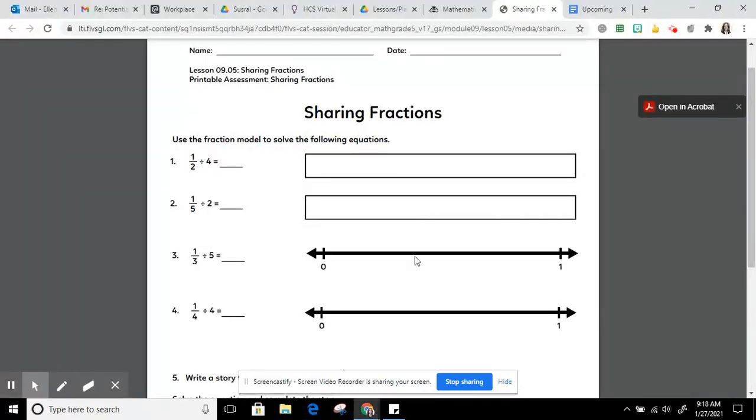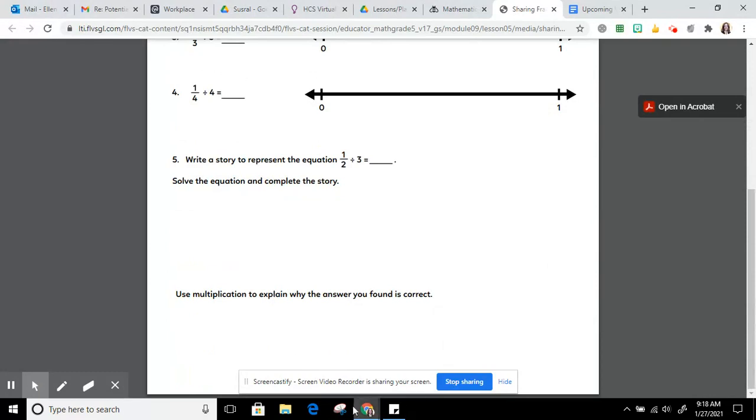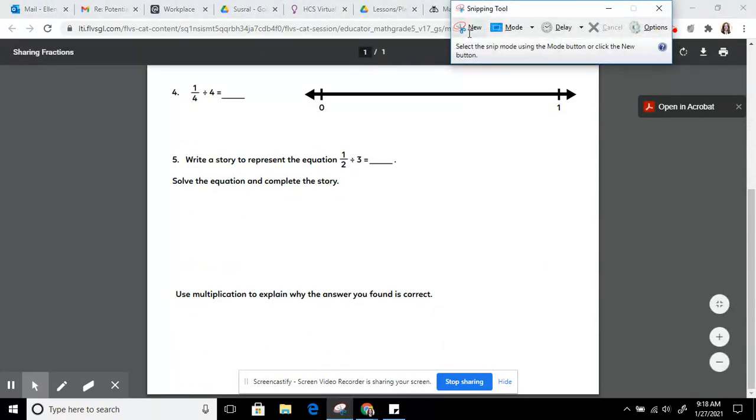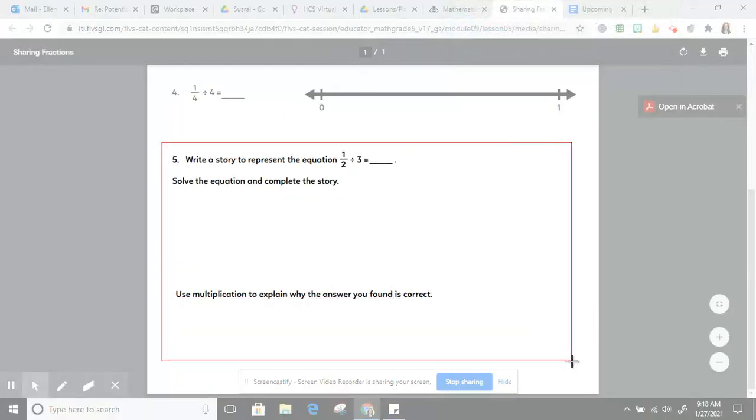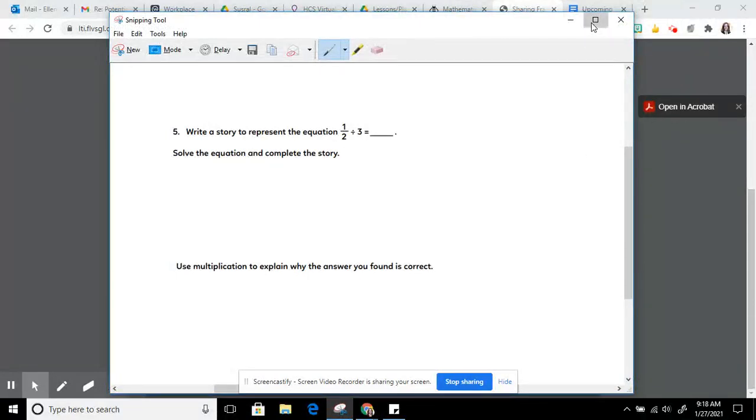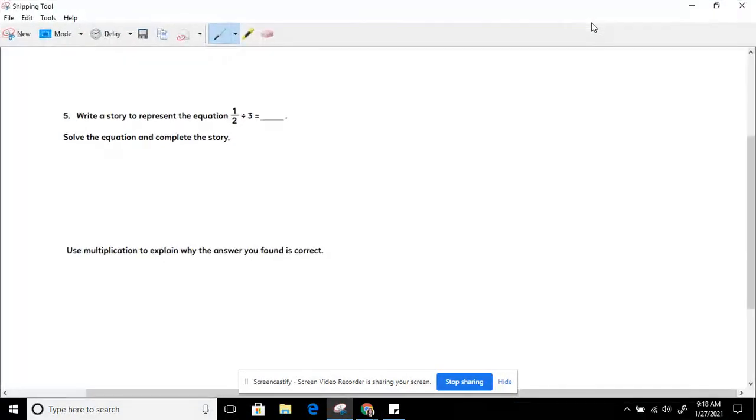I'm going to stop there and let's look at number 5. I'm not going to do number 5 for you because there's only one problem. I like to do a problem and then you have a problem to do, but I am going to give you some hints, clues, and some ideas of what you need to do here. So number 5, you're writing a story to represent the equation 1/2 divided by 3.